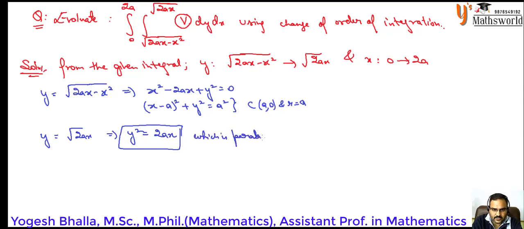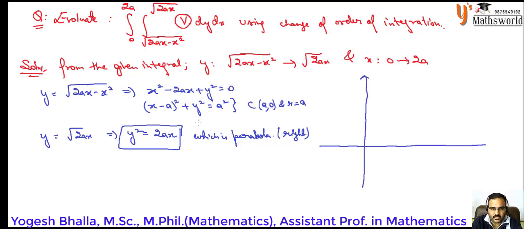Which type of parabola? It is a right hand parabola. Okay, so the diagram for this question will be like this one. We are going to take a circle. Now the circle is with the center at (a, 0) and radius a, so a is the radius and the diameter will be 2a.